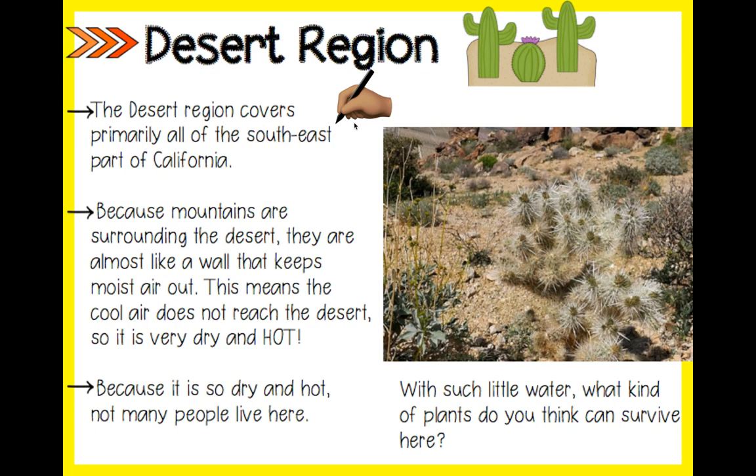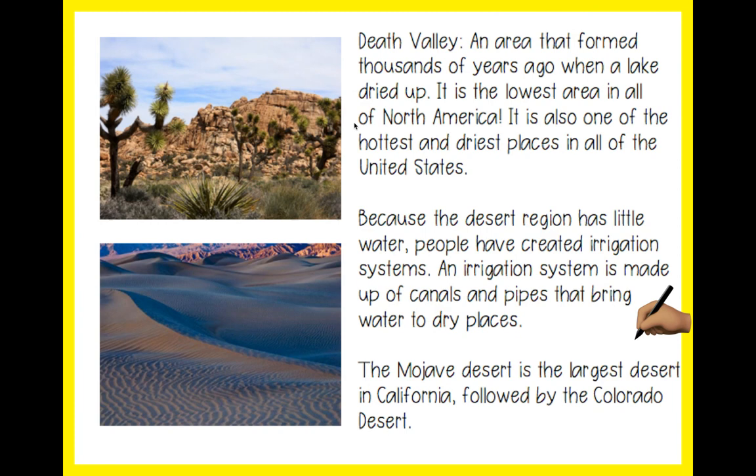As a reminder, whenever you see the hand pen tool emoji, make sure you write this down in your notebook. And this will be under a new page and a new topic called the desert region. Death Valley is an area that's formed thousands of years ago when a lake dried up. It is the lowest area in all of North America. It is also one of the hottest and the driest places in all of the United States. Because the desert region has such little water, people had created an irrigation system. An irrigation system is made up of canals and pipes that bring water to dry places.